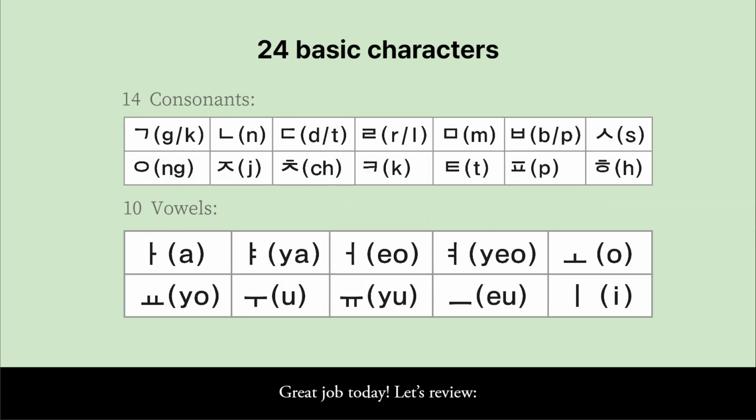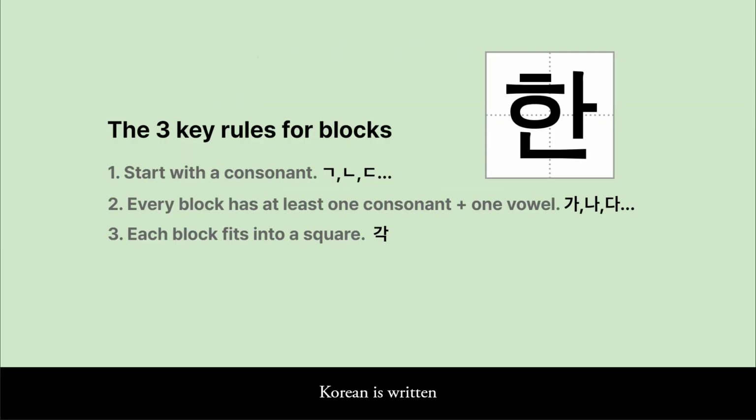Great job today. Let's review. Hangul has 24 basic characters, 14 consonants, 10 vowels. Korean is written in syllable blocks. The 3 key rules for blocks. 1. Start with a consonant. 2. Every block has at least one consonant, one vowel. 3. Each block fits into a square.